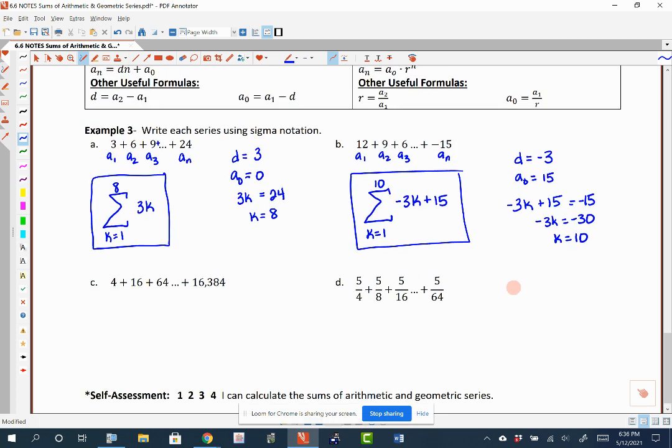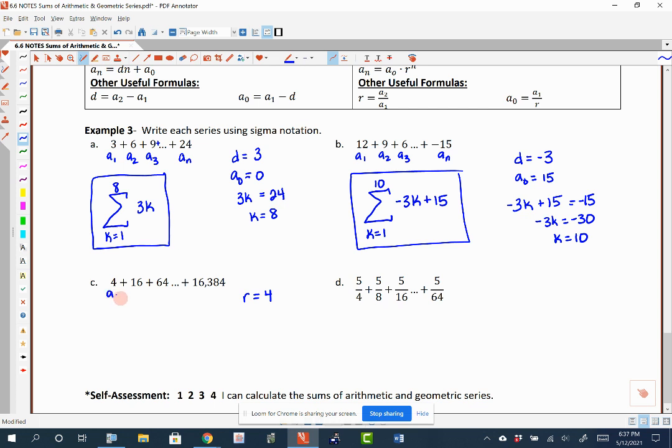Let's look at problem C. I'm already feeling like this can't be arithmetic because look at that big number, 16,384. So what would be my pattern? I'm looking from 4 to 16. That feels like it could just be multiplying by 4. And 16 times 4 is 64. So I'm feeling pretty confident that I have a common ratio this time, which is 4.